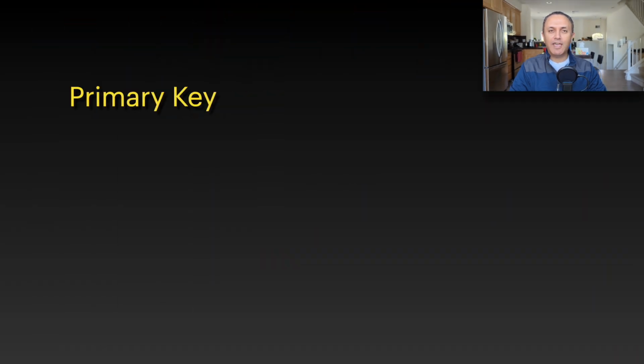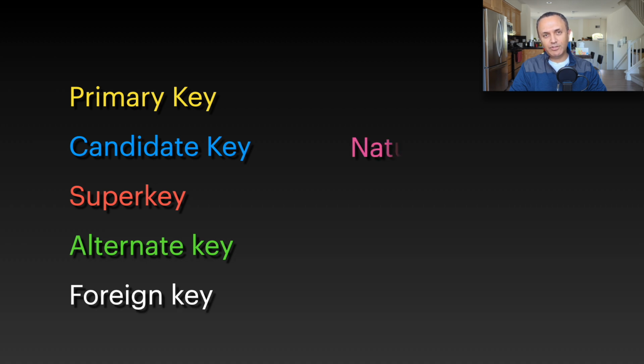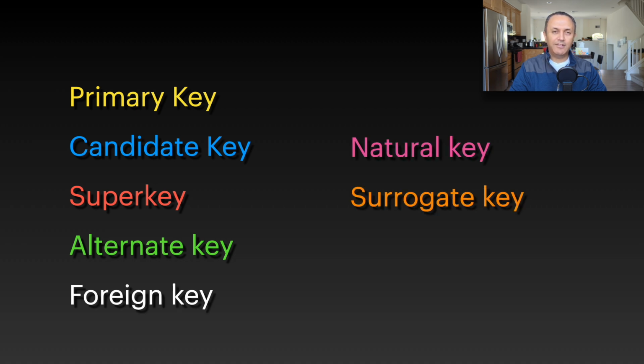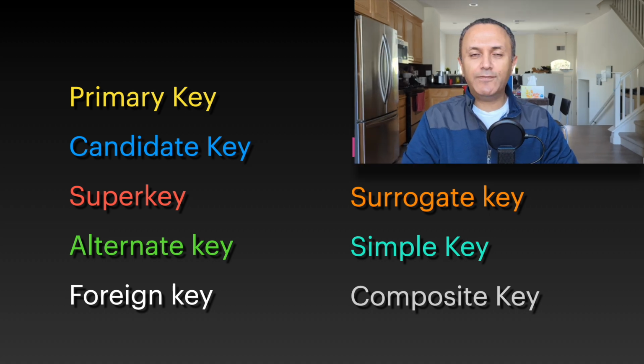The terminology can be a little bit overwhelming sometimes because of the sheer number of different key types that are there. So, for example, there is a primary key, there is a candidate key, there is super key, there's also alternate key, there's foreign key, natural key, surrogate key, simple key, and composite key. So all these different keys are there. One key may actually belong to many of these categories at the same time. So these are not exclusive, but you can see how confusing this can get.